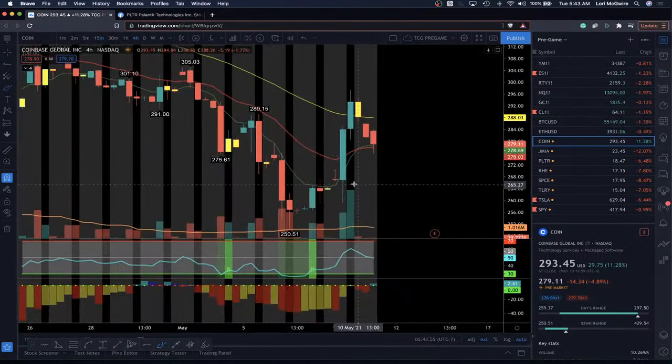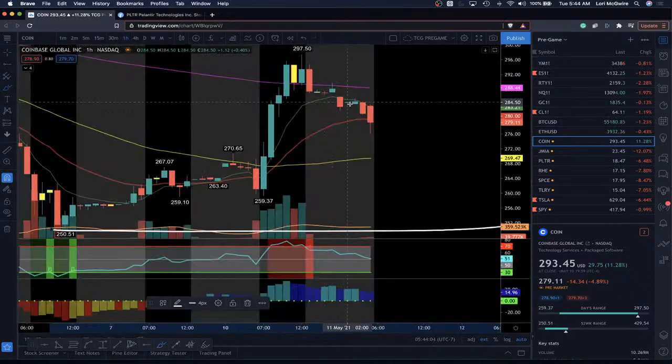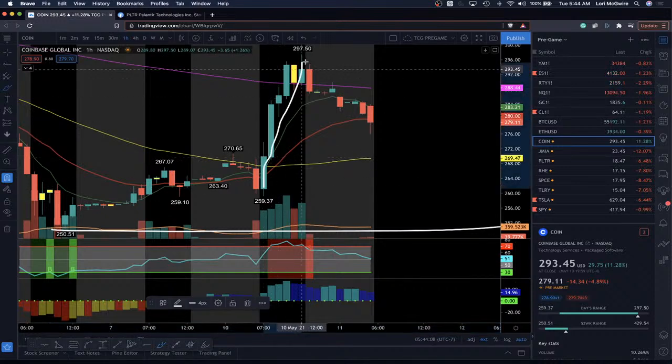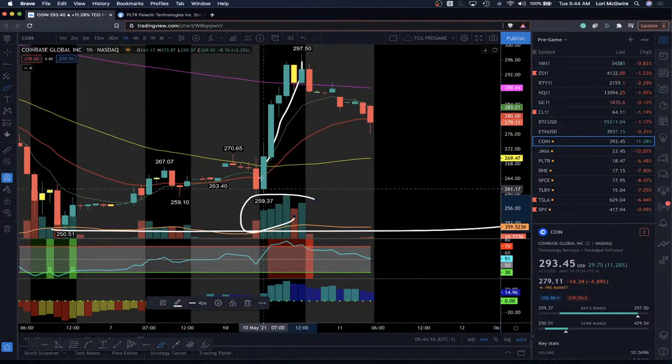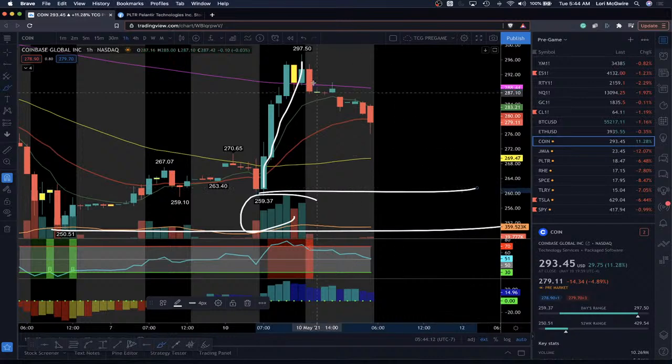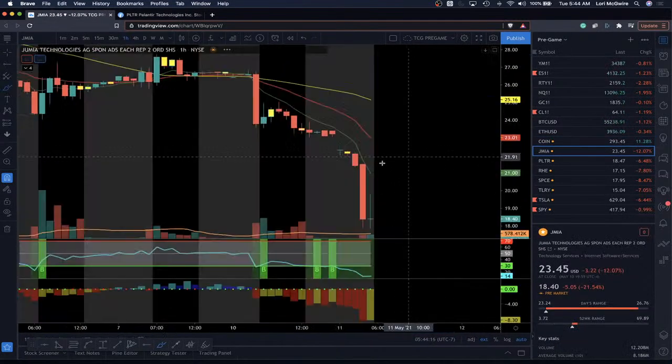So on coin, we have enough room for a 4 hour higher low relative to 259.37, then that next low 250.51. Finally, the coin bulls stopped their breakdown meltdown yesterday with a nice push up on higher volume. We have enough room for a higher low relative to 259.37, and then that key resistance 297.50.